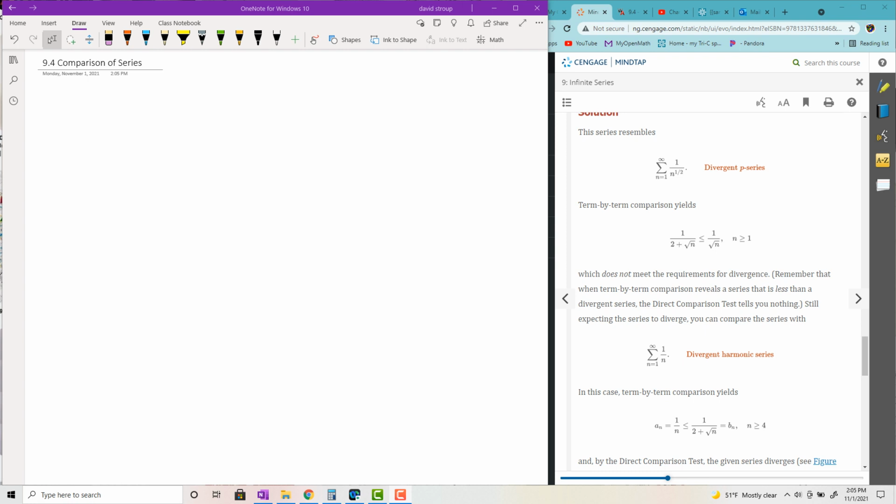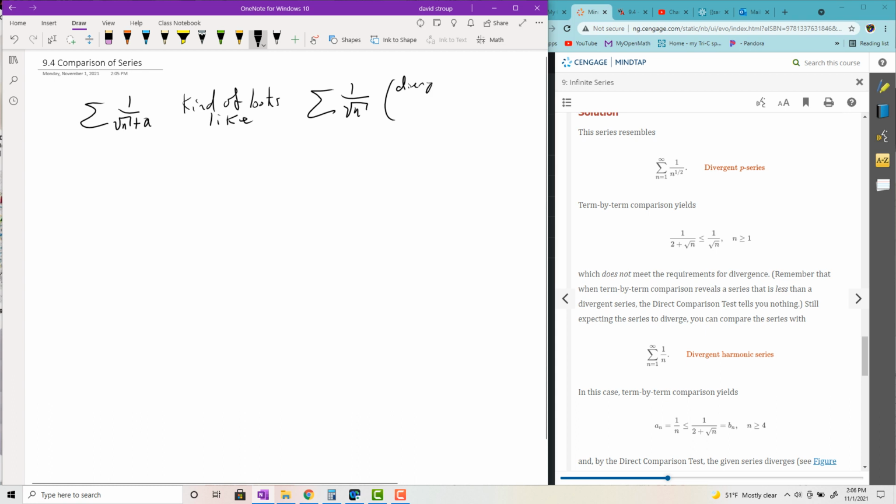Okay, welcome back. We're going to look at a comparison of series. Basically, you'll be given a series that looks familiar, something like 1 over the square root of n plus 2. This kind of looks like the p series, 1 over the square root of n. Of course, that series is divergent because it's a p series, and the p-value is equal to 1/2, which is less than or equal to 1. So we hope that if this one is divergent, that will tell us that the other one is divergent.